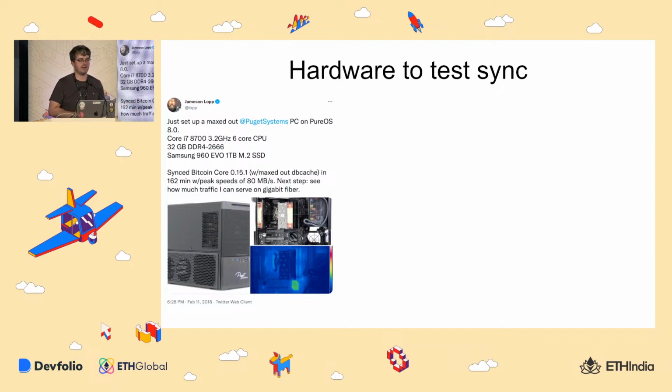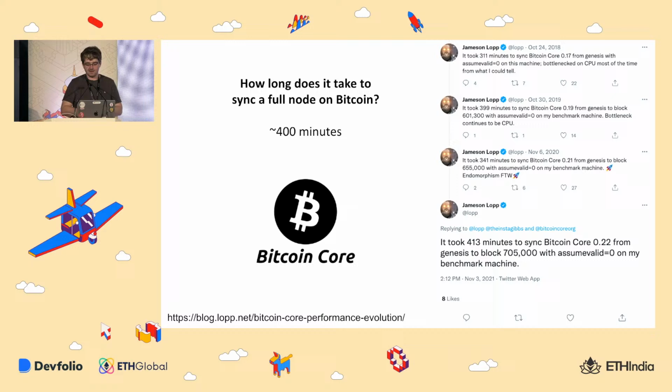It's normally around the new year, so look out for this blog post. He has a relatively beefy machine, 1 terabyte storage, 6-core i7 CPU, some CPU. Regardless, let's look at the results. So in 2021, he was able to sync a Bitcoin full node from 2009 till today, every single block, in about 400 minutes. That's pretty damn fast to process 14 years' worth of transactions.